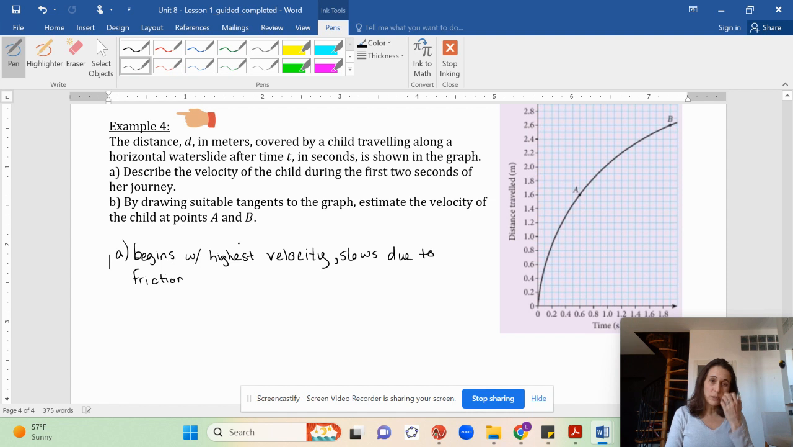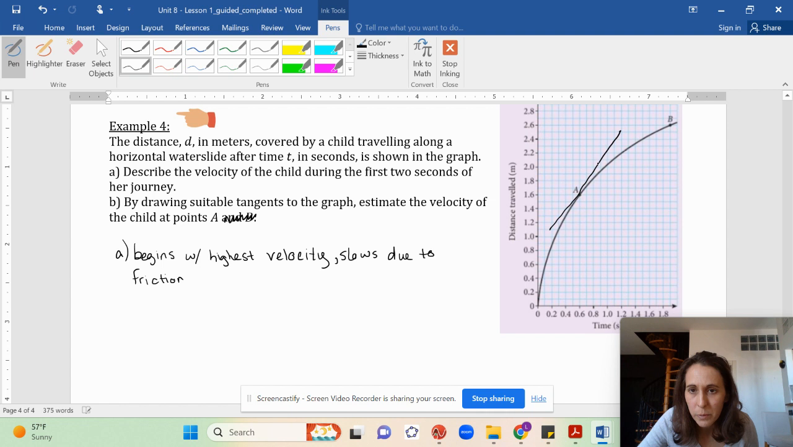Part B: by drawing suitable tangents to the graph, we can estimate the velocity of the child at points A and B. Let's just do point A. We don't need to do it twice. So if I want to try to sketch the tangent line at point A, and this is just by hand, we'll get more exact later in this unit, but if I try to sketch or just draw the tangent line at point A, maybe it would look something like that.